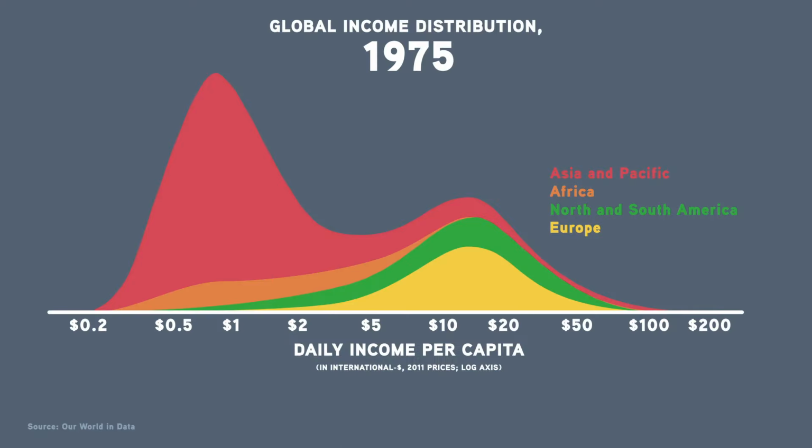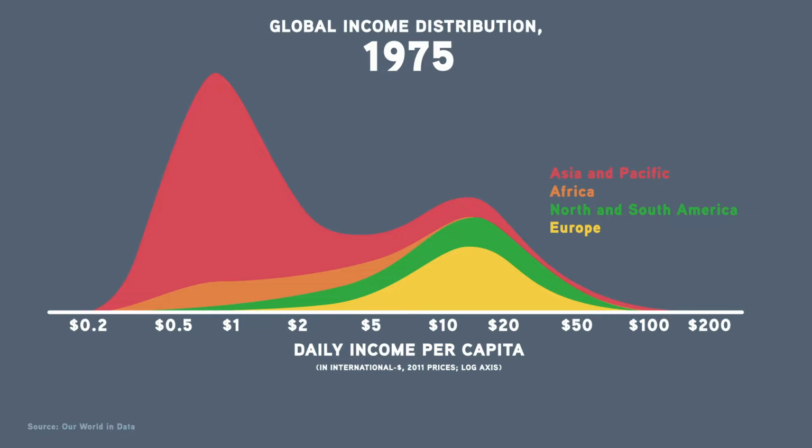Okay, this is the same chart, but for 1975, after the large empires of the world had finally collapsed. Here we see two humps rather than one. There's still a hump of people living in poverty. Most of them lived in Asia or Africa, two regions that were heavily colonized in the intervening years. By contrast, people in Europe and North America mainly fit in the second, wealthier hump to the right.